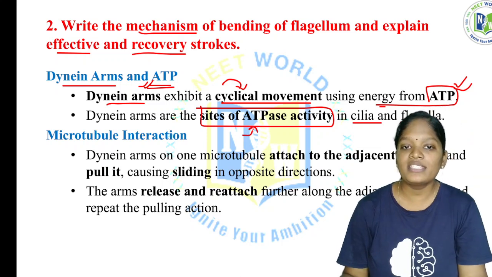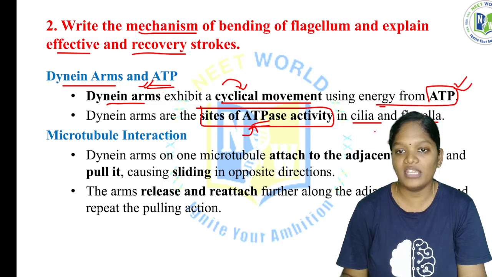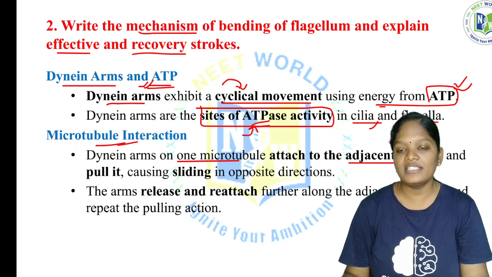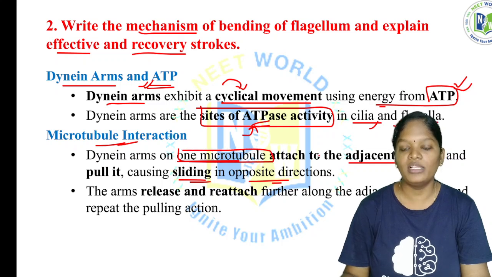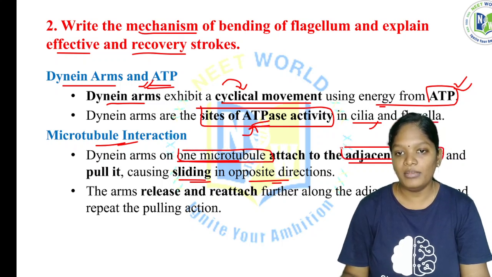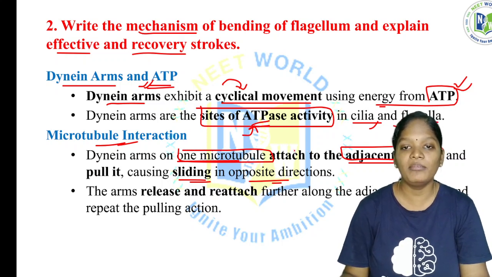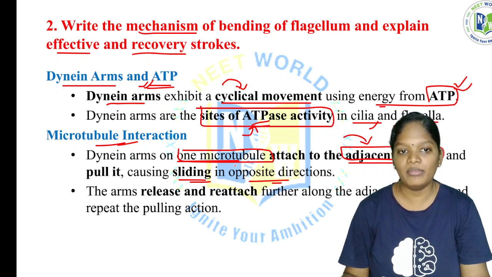So the dynein arms are the sites of this ATPase activity, where exactly the requirement of energy is taking place, both in cilia as well as the flagella. Now the microtubule interaction. Dynein arms on one microtubule attach to the adjacent doublet and pull it, causing sliding in opposite directions. So the dynein arms present in one microtubule attach to the adjacent doublet, which means the microtubule which always exists as a doublet.